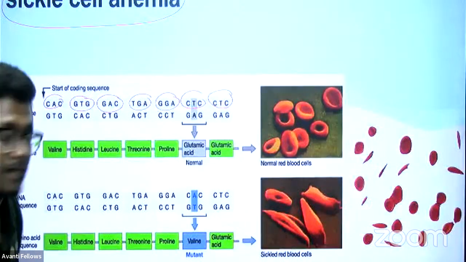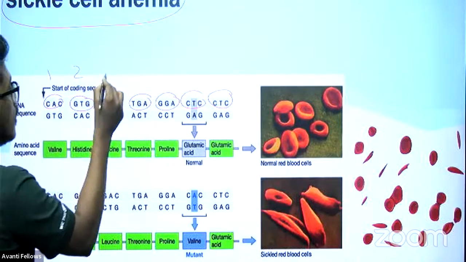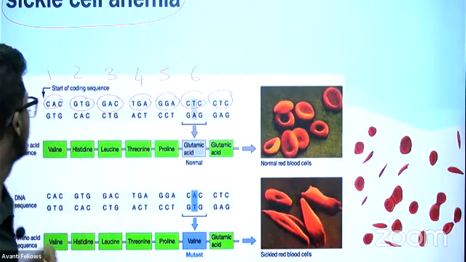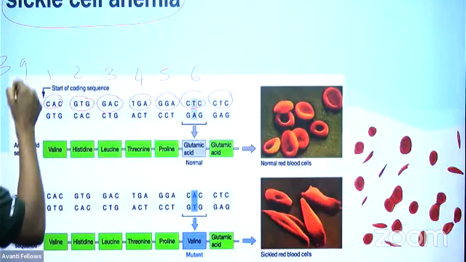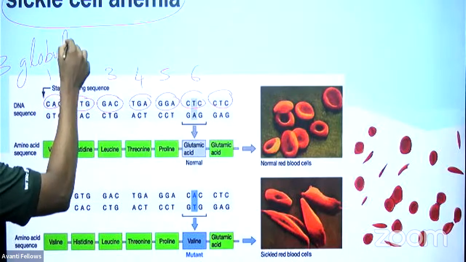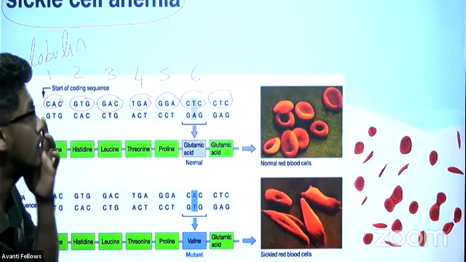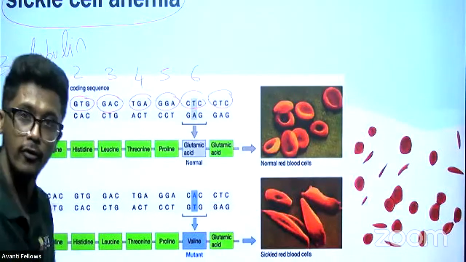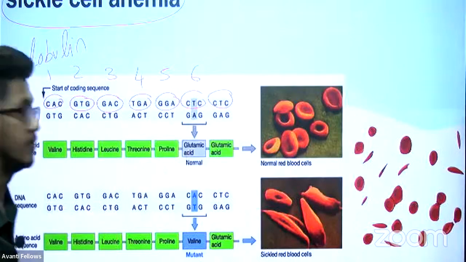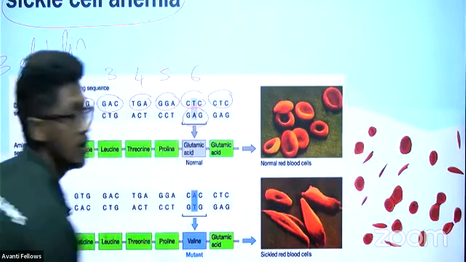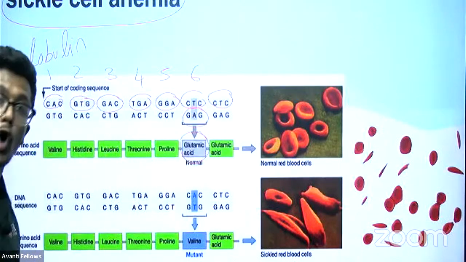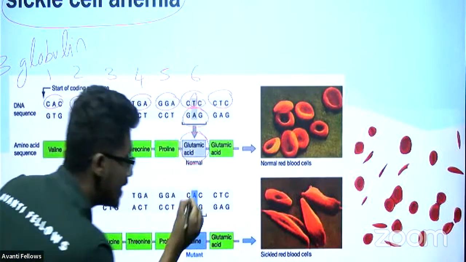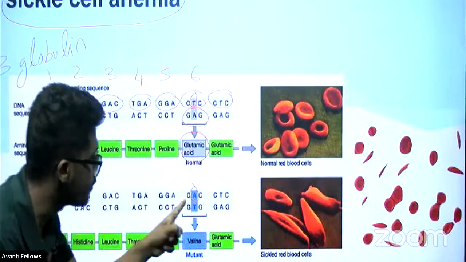In a normal case, see, this is the first, second, third, four, five, six. This is the sixth position. In which chain? We're talking about the beta globulin chain. In a beta globulin chain, we have CTC. And then the CTC will give what? Opposite. In the RNA sequence, that is GAG. So whenever there is GAG, you will get glutamic acid. This is normal. Whereas what is happening, instead of thymine, adenine gets replaced. Instead of CTC, you have CAC.